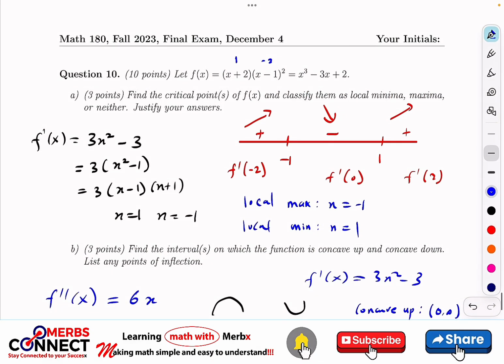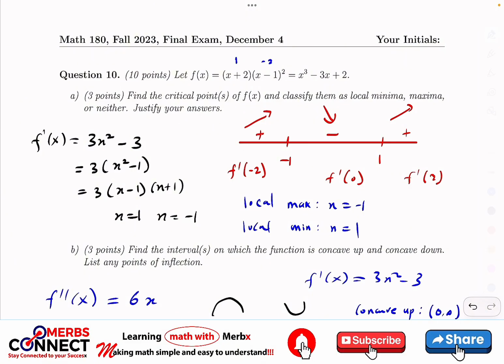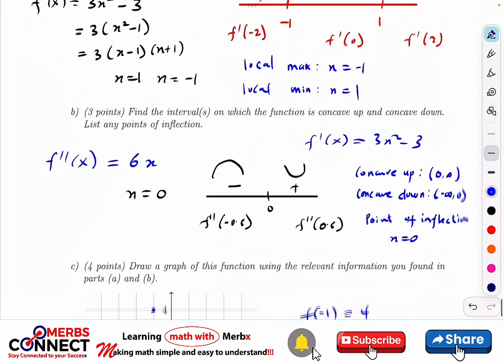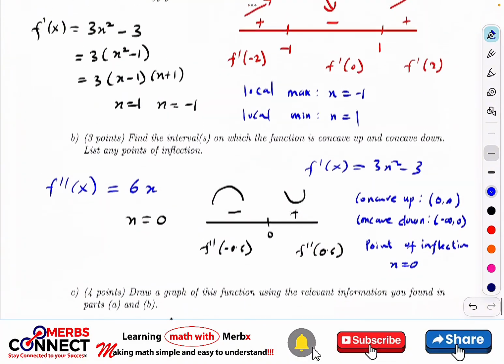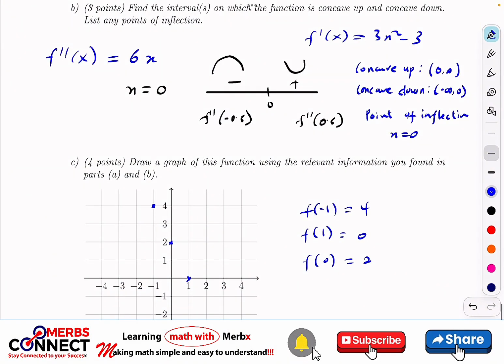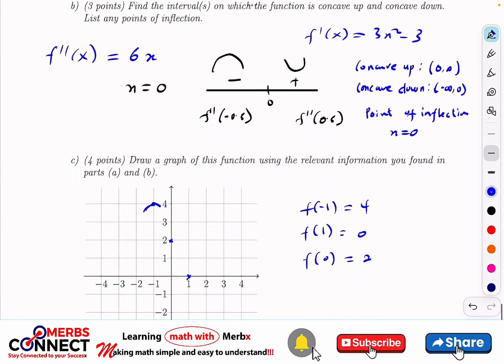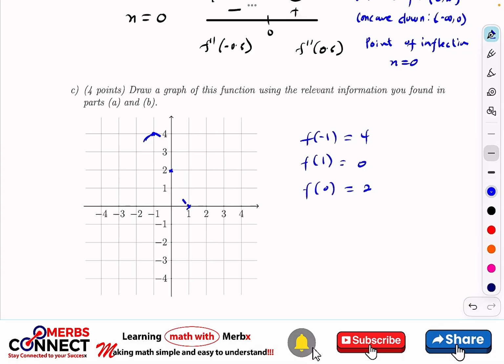Okay. Plug in 0. 0 is 0 here, 0 here. So it's going to give us 2. So at negative 1, we have 4. At 1, we have 0. At 0, we have 2. Now remember, we have the max at minus 1. So max at minus 1 means that we are going to move down this way, and we have the minimum at 1, so it means that it's basically going to be this, that.